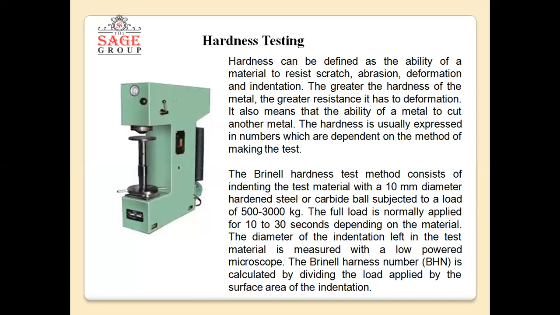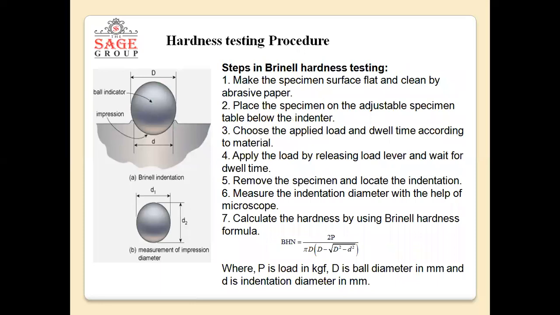The diameter of the indentation left in the test material is measured with a low powered microscope, so we can measure it accurately. The Brinell hardness number is calculated by dividing the load applied by the surface area of the indentation. So how much load is applied and how large the indentation, cavity or depression is that forms. This is how Brinell hardness testing works.